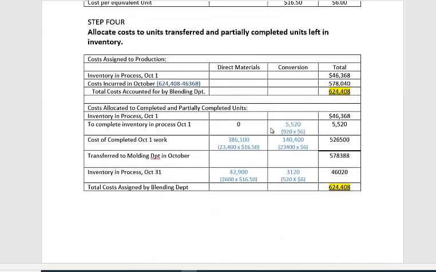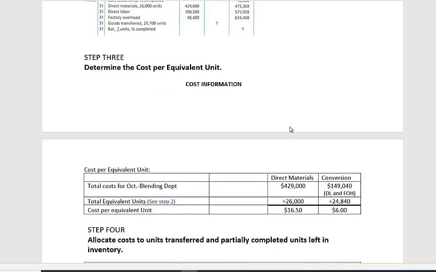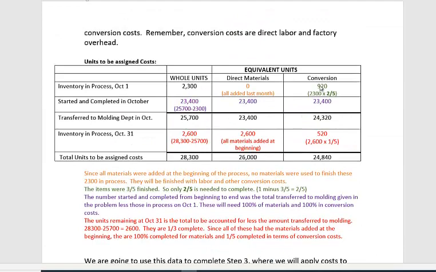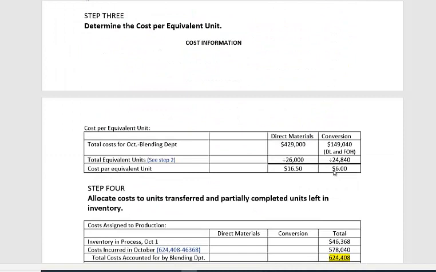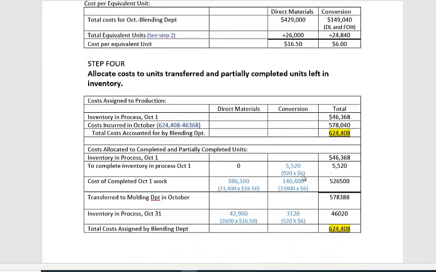That's how much. And then for conversion costs, let's find our equivalent units. Were 920, and those cost $6 each. So 920 times $6 is $5,520. Okay, so we have added $5,520 in cost for the 2,300 units that were not completed at the beginning inventory, at the beginning of the period.